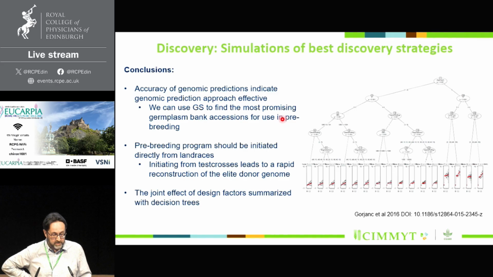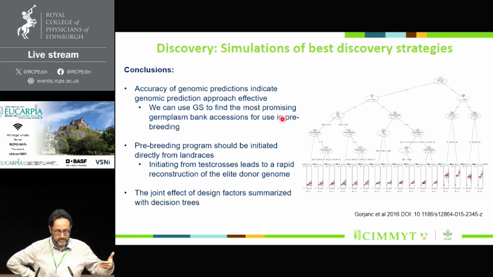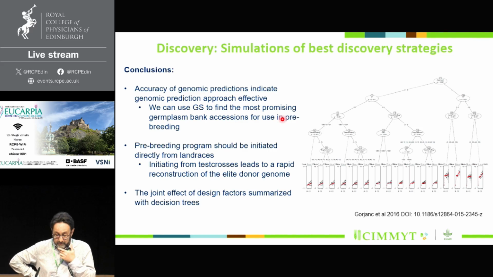And so the conclusions of this work was that accuracy of genomic predictions are useful. So a genomic prediction approach is effective for finding the most promising germplasm bank accessions for use in pre-breeding. So we can gather some phenotypic data on this core subset and use that to predict the most promising lines in the gene bank for future exploitation. The pre-breeding program should be initiated directly from landraces, so should take the data from the landraces, not the crosses to the elites. Because otherwise, if you initiate from test crosses, you can rapidly reconstruct the elite donor genome.